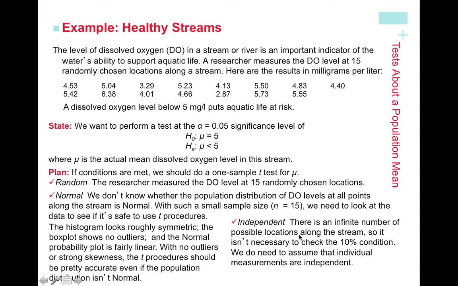Alright, there's the independent condition. It says here that there's an infinite number of possible locations on the stream, so it isn't necessary to check the 10% condition. If you went through and said that there are at least 150 locations, I don't think they would mark you wrong. The point is that you are sampling without replacement, you're not putting that spot back. However, there are so many spots along the stream that it doesn't really matter because the population is like infinite.